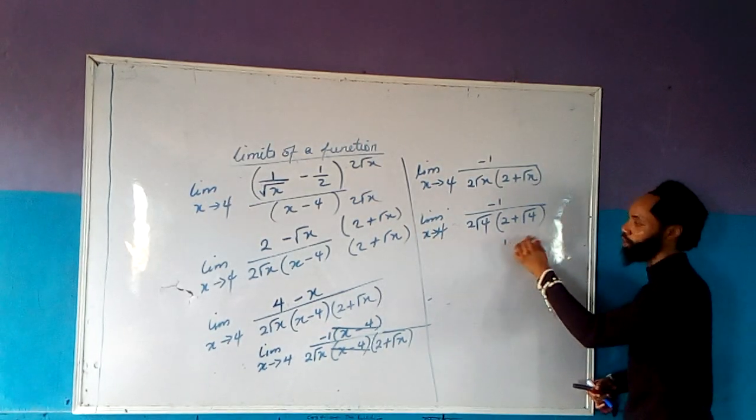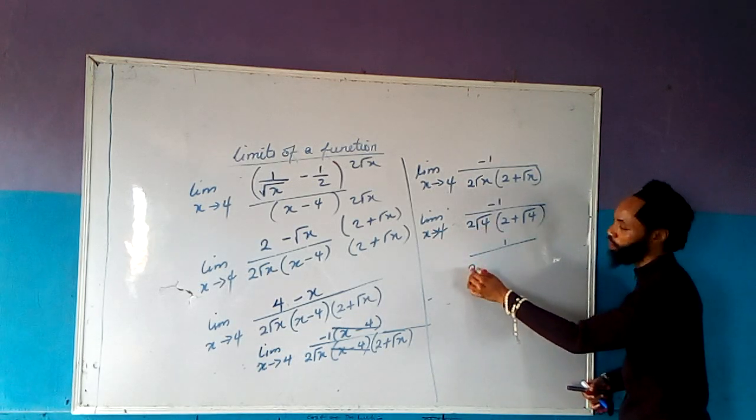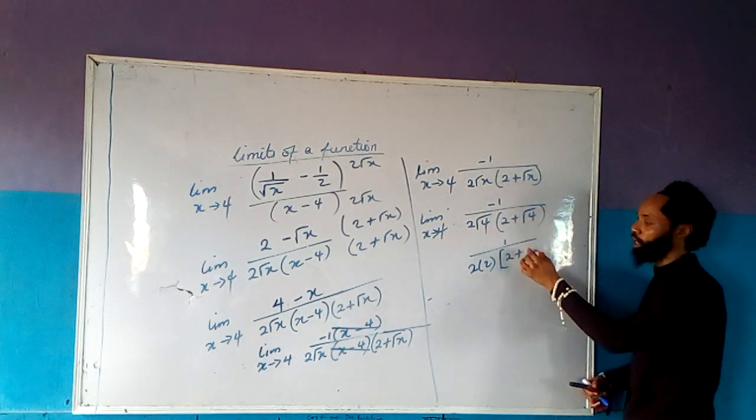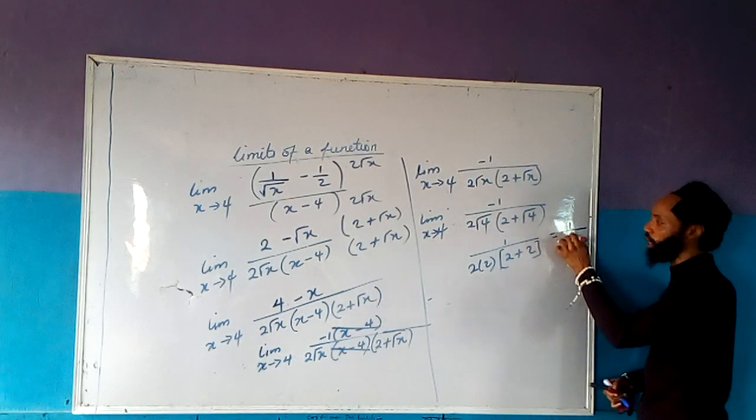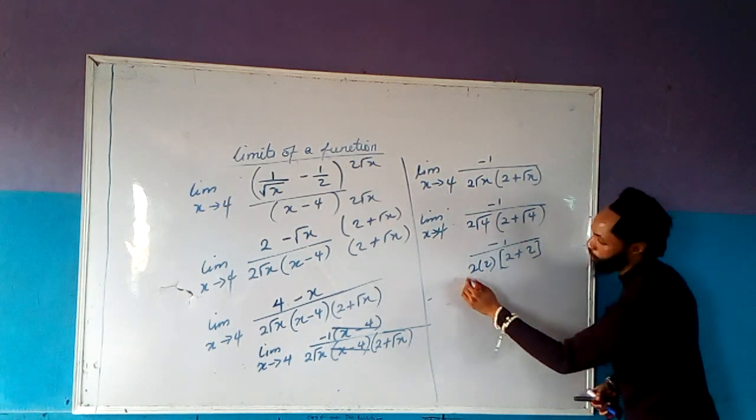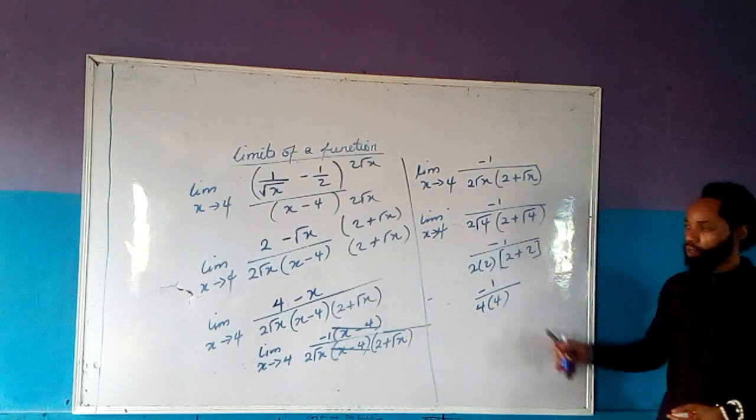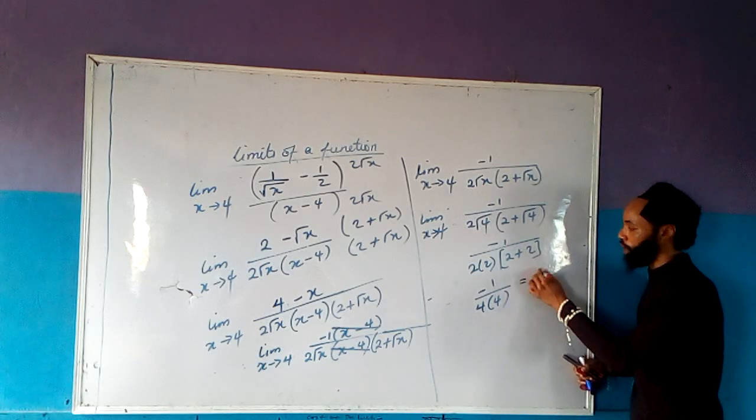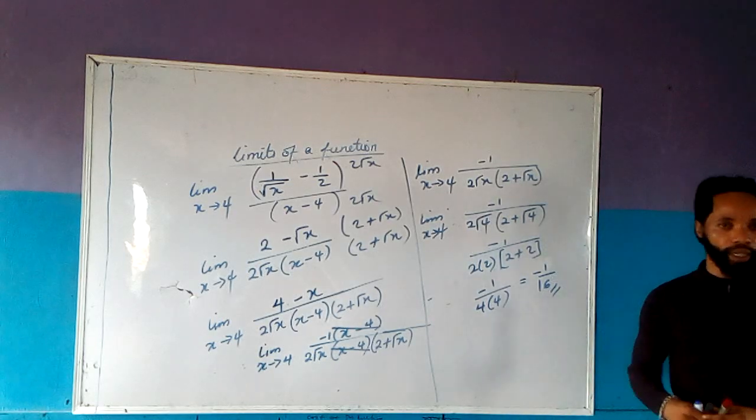Now we already have our value. What is root 4? Square root of 4 is 2. So we have 2 times 2, which is 4. And 2 plus 2 is 4. Negative 1 over 4 times 4. So final answer is negative 1 over 16. Negative 1 over 16.